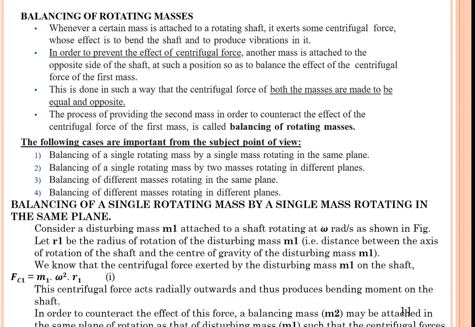So balancing of a single mass by a single mass rotating in a single plane, how to do that? We know the centrifugal force exerted by the disturbing mass m1 on the shaft is Fc1 equal to m1 into omega square into r1. The centrifugal force acts radially outwards and thus produces a bending moment on the shaft. In order to counteract the effect of this force, a balancing mass m2 may be attached in the same plane of rotation as that of the disturbing mass m1, such that the centrifugal forces are equal and opposite.